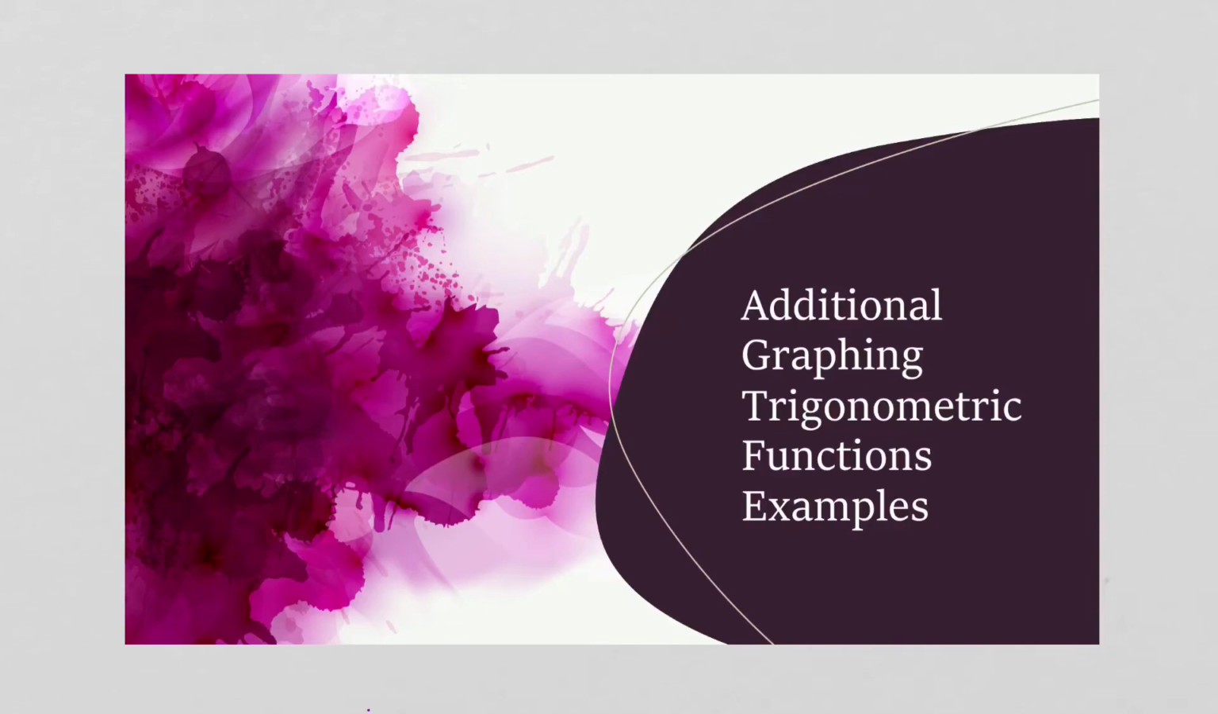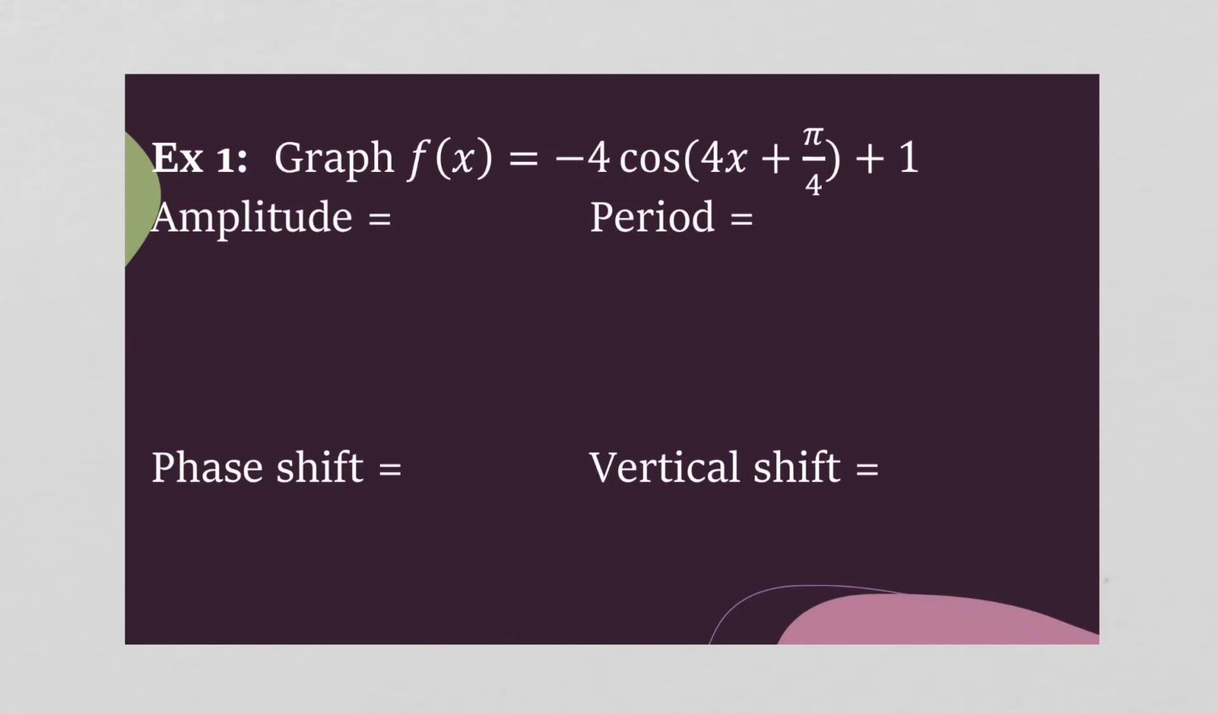Okay, I wanted to walk us through a few extra examples on graphing trig functions. So I picked out some kind of difficult ones here, and they're similar to the ones that are going to be on your lab. So the first one we're going to graph is -4 cosine of (4x + pi/4) + 1. As you can see, there's a lot going on in this particular function, and we want to make sure we can get it graphed.